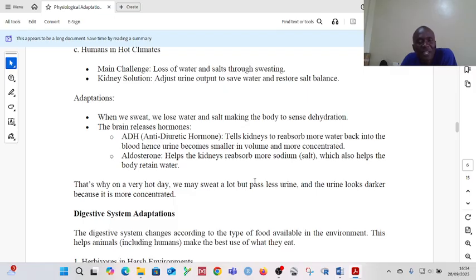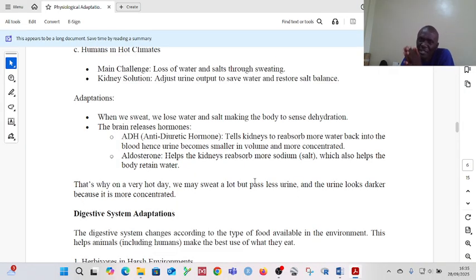Okay? So the antidiuretic hormone is released by our brain. What it does, it influences the kidneys to reabsorb water back into the blood. Once water has been reabsorbed back into the blood, the effect of that is a reduction in the urine volume. Then two, the urine volume will not only be reduced, but also the concentration of that urine will become high. Because remember, maji imetolewa.